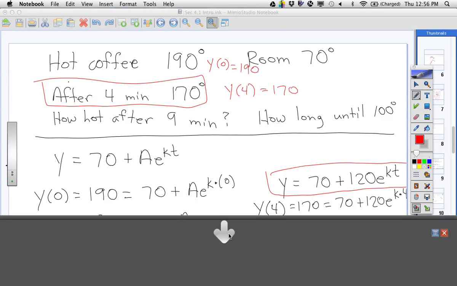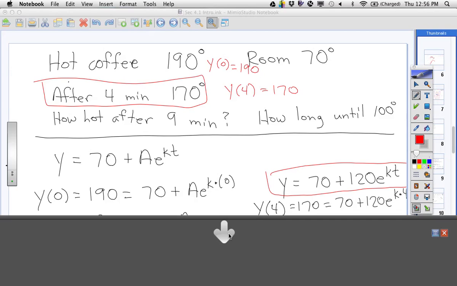All right. So now we get to here. We don't know what K is. Now we use our other condition we know, and that's what I was talking about earlier. You've got to know something about how fast it's cooling. Otherwise, you're not going to be able to find it for the rest of the way. So now we're going to put in 170 for y. We're going to put 4 in for t. And now we've got to solve this.